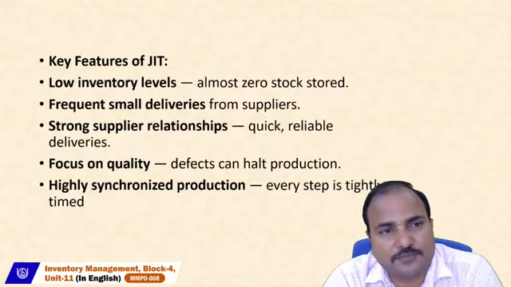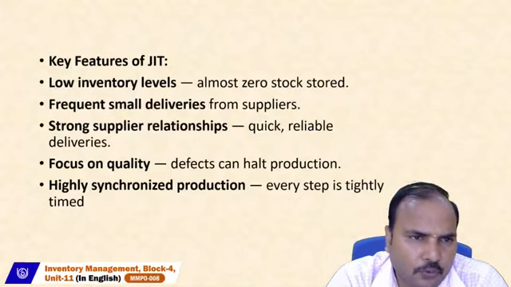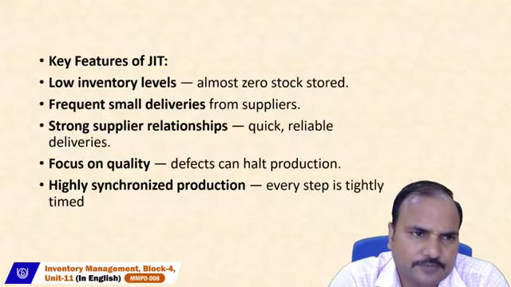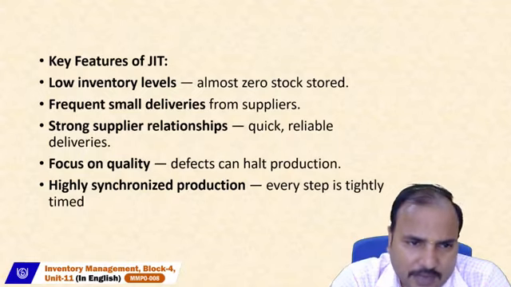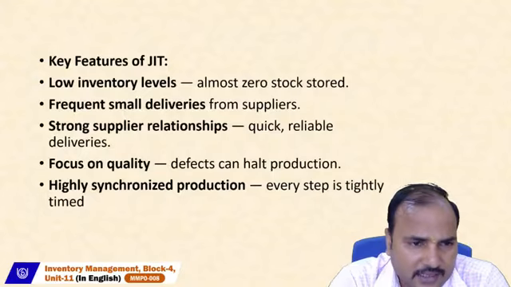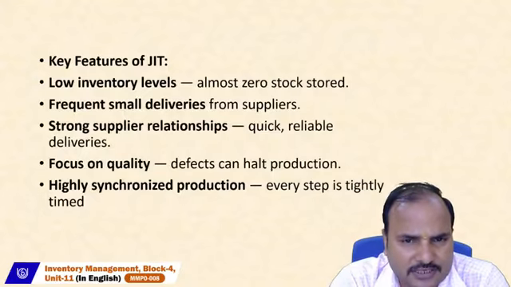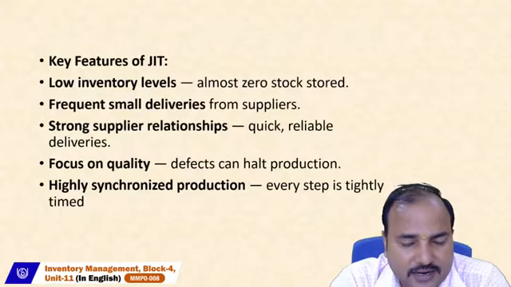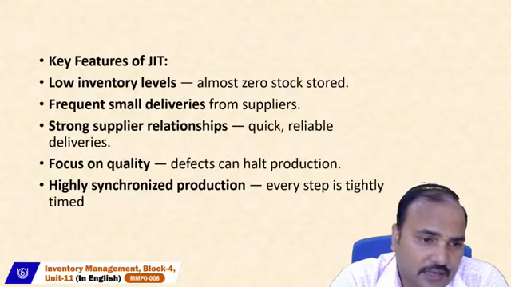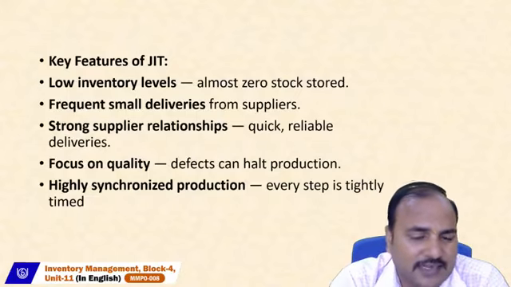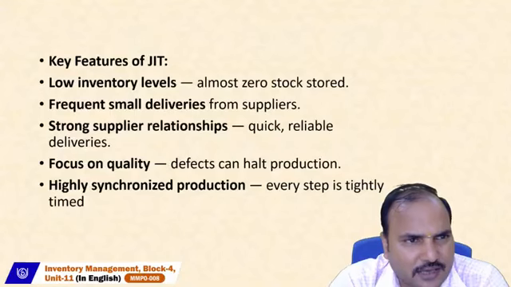And there are some key features of just-in-time. One is low inventory levels. Almost we can say this is a zero stock store. There are frequent small deliveries from the suppliers. There must be a strong relationship, that means there is quick, reliable delivery. There is a focus on quality, since defects can halt production. Then there are highly synchronized production systems, where every step is tightly timed.